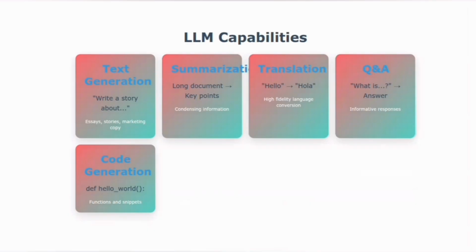This emergent capability allows them to perform a wide range of tasks: text generation, writing essays, stories, marketing copy; summarization, condensing long documents; translation, as we've seen, but now with even higher fidelity; question answering, providing informative answers to queries; code generation, writing code snippets or entire functions.